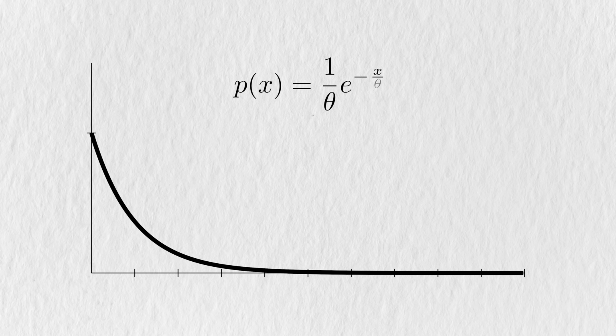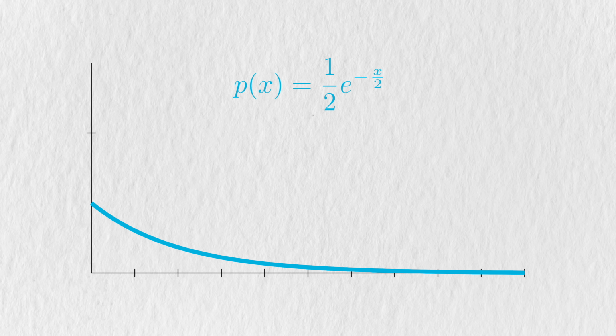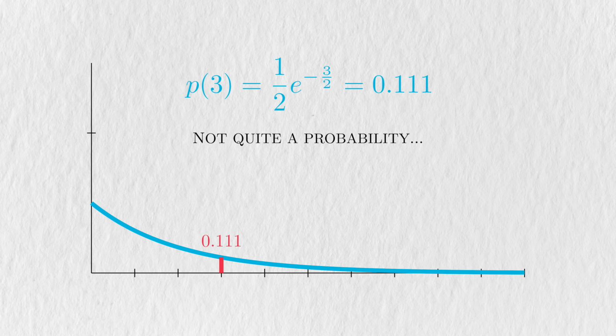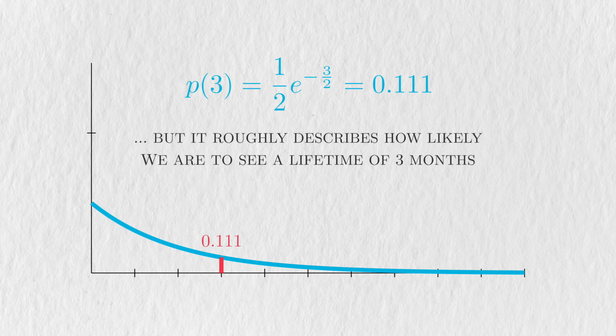To start, we'll look back at the function behind the exponential probability distribution. Just for demonstration, let's say that the average customer lifetime is 2 months, so theta equals 2. The first lifetime in Roger's data was 3 months. We could plug that into this function. The resulting number isn't exactly a probability, but it can roughly describe how likely we are to see a lifetime of 3 months, relative to the other possible values.